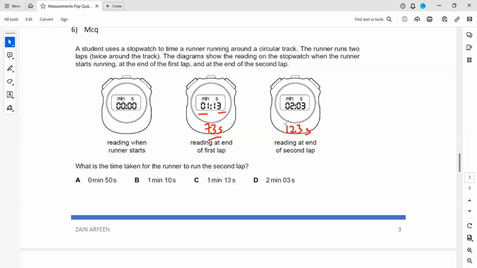When we take a difference, 123 minus 73, what will we get? We'll get 50 seconds, the time interval between the first and the second lap. So that's equal to 50 seconds. So which option is 50 seconds? A is the option with 50 seconds.